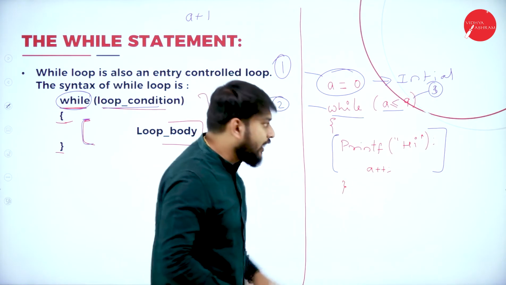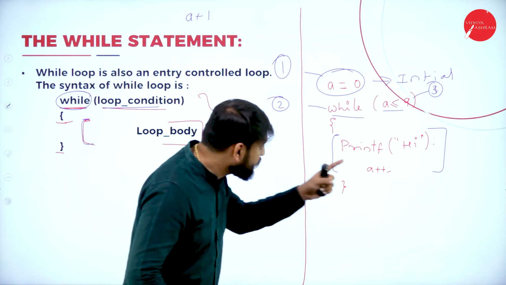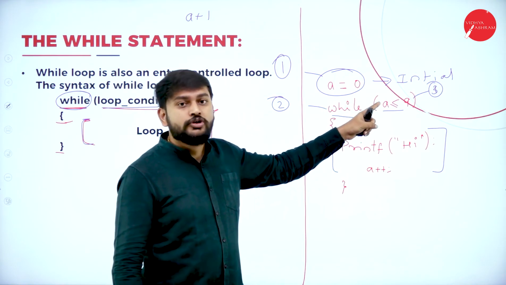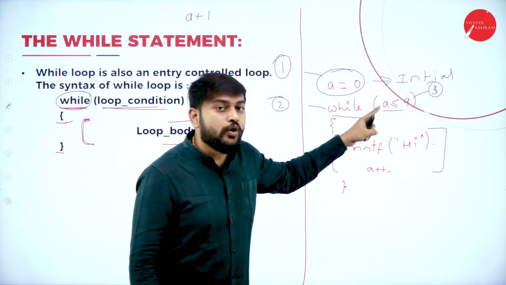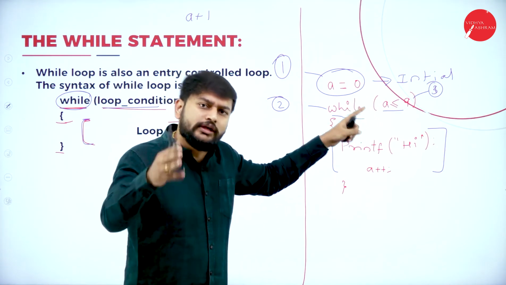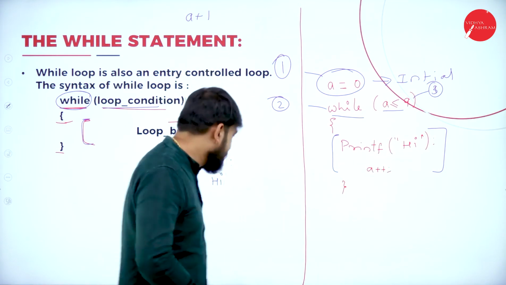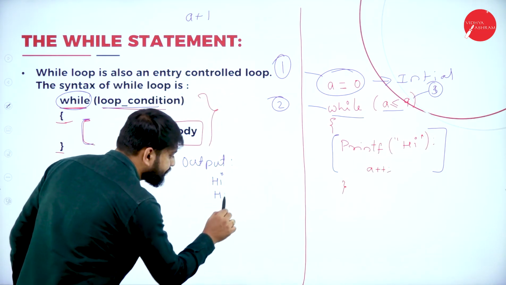It is updated now. Again, it will check the condition. Since it is a loop, it will check the condition one more time. So what is the a value now? a value is 1. 1 is less than 9. Is it true? Yes, it is true. Again, it will come inside. So what is the statement? It will print hi. So again, hi will be printed.